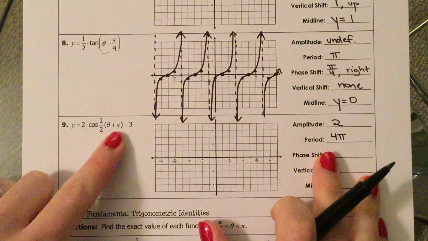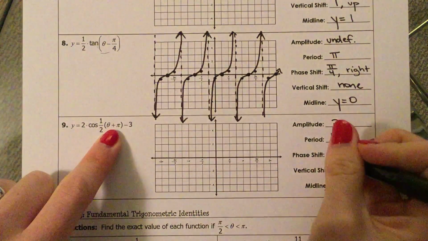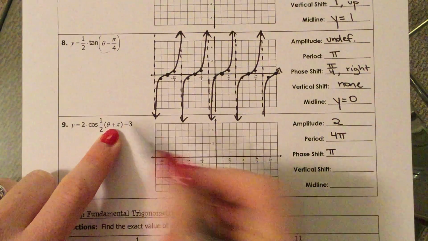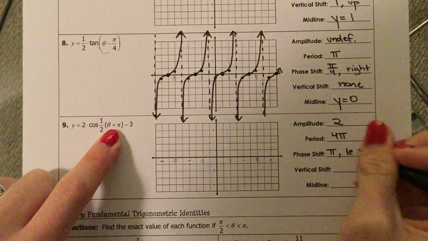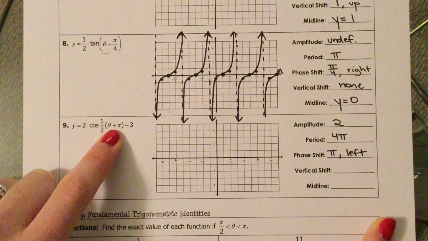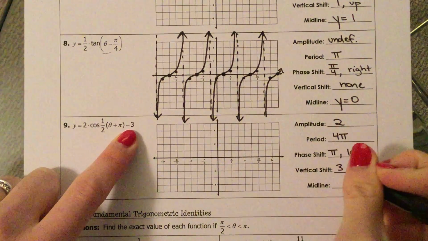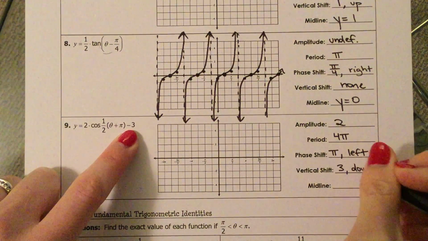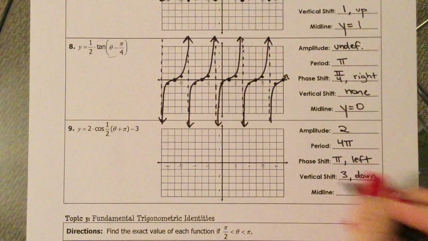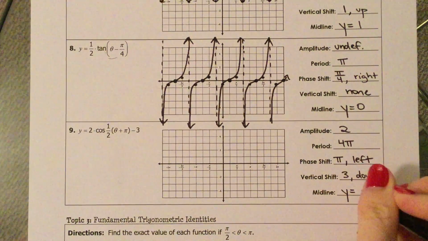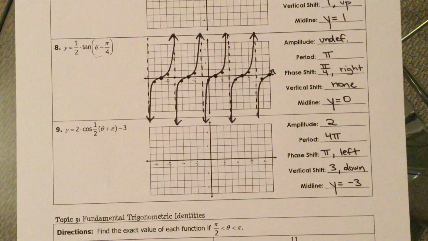The phase shift, that's what you have in parentheses here. It is theta plus pi, so we are going pi units to the left. And then this free-floating number right here is the vertical shift. We are going 3 units, and since it's subtraction, that would be 3 units down. So that is going to change our midline from 0 down to -3.